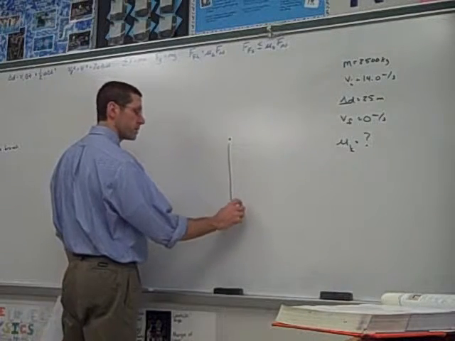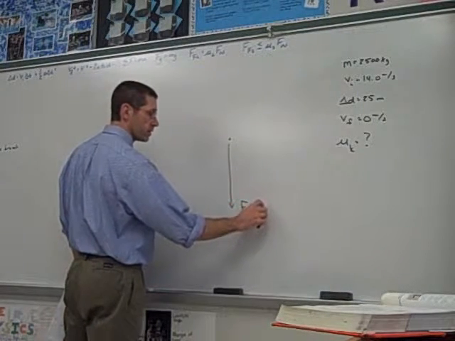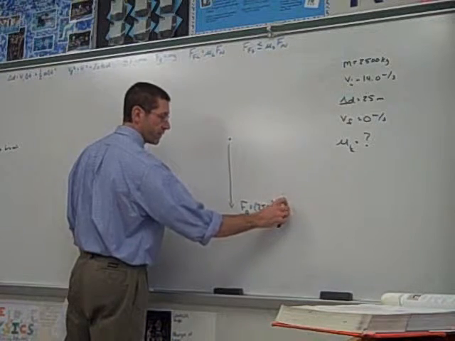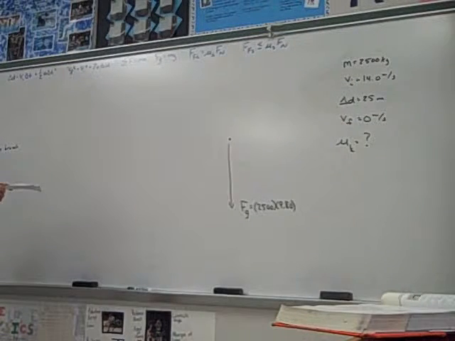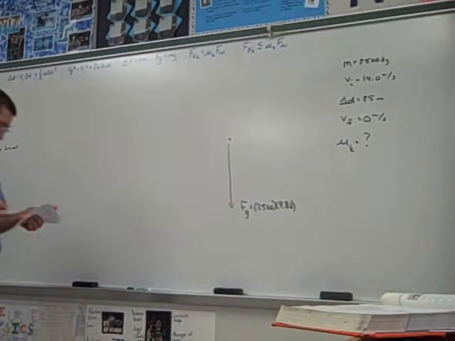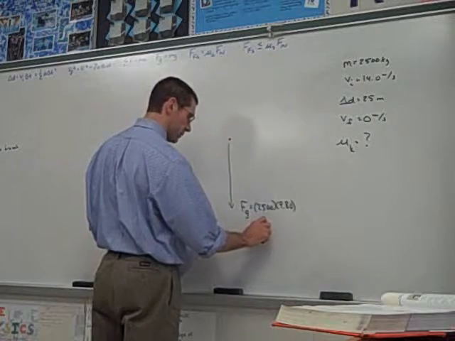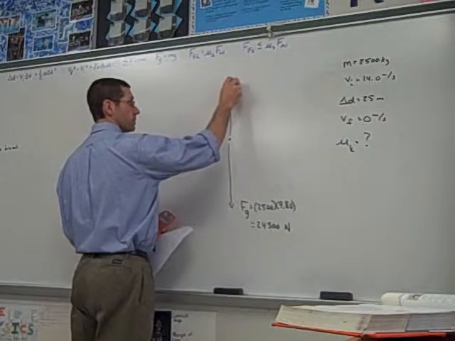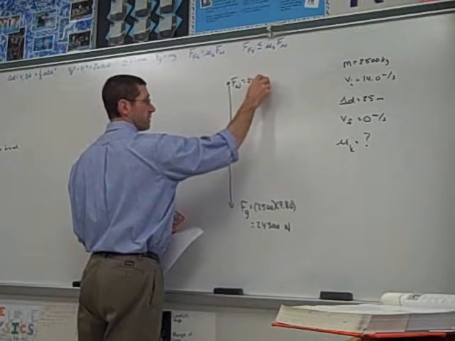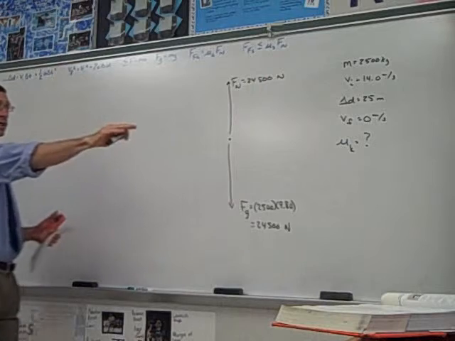Fg is down, so that's going to be 2,500 times 9.80. So if we calculate that, 2,500 times 9.8 gives us 24,500 newtons. And then that is going to be our normal force, 24,500 newtons.